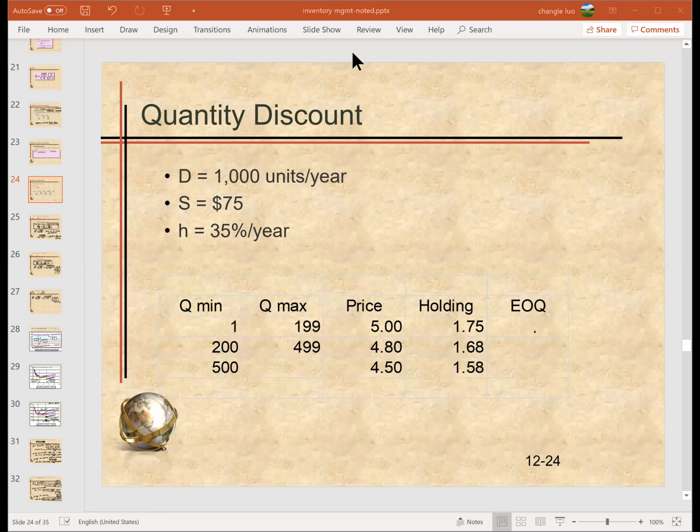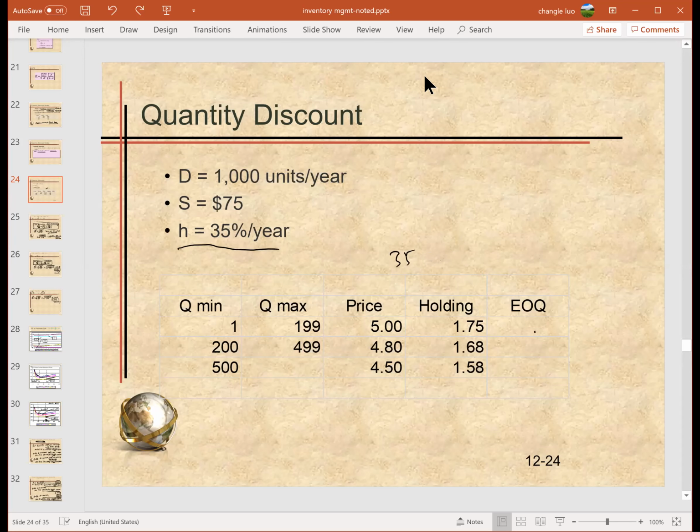In this example, the demand is 1,000 units per year, and the ordering cost is $75 per order. Holding cost is 35% of the purchasing price per year. So 35% times $5 goes into this one, that is $1.75 per unit per year.